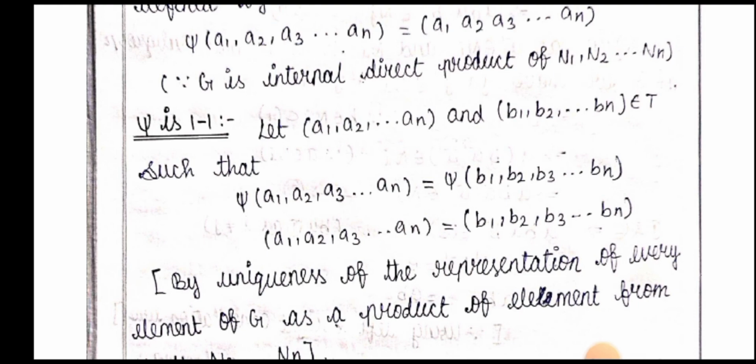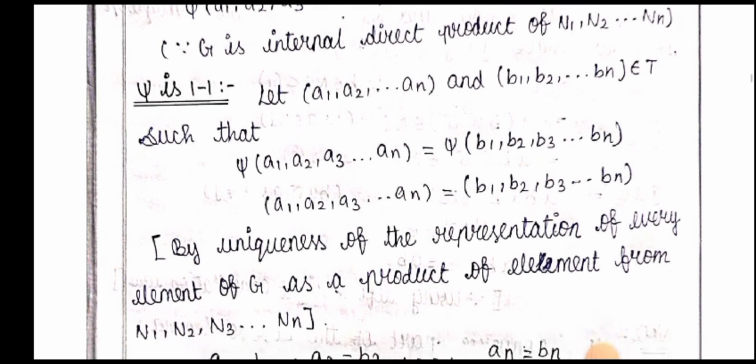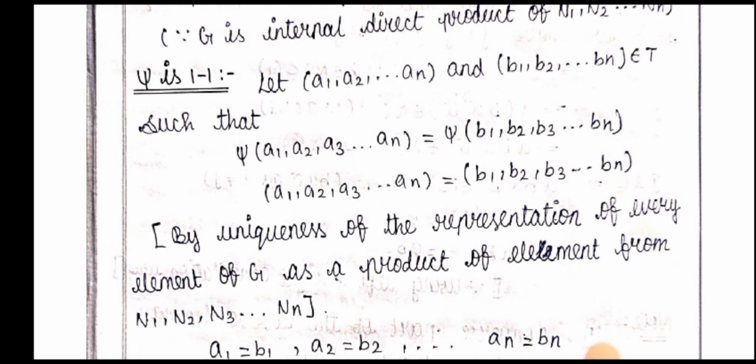Now we see whether this psi is 1 to 1. We know to prove 1 to 1 we take two elements from the domain, namely (A1, A2, and so on An) and (B1, B2, and so on Bn) belongs to T, such that psi of (A1, A2, and so on, An) is equal to psi of (B1, B2, and so on, Bn). By the definition, it is equal to A1 into A2 into A3 into and so on An, equal to B1 into B2 into B3 and so on into Bn.